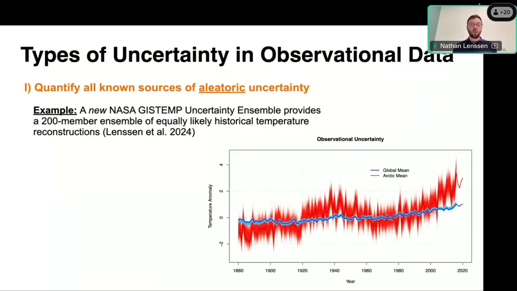Here's a really simple example of looking at the global annual mean temperature, as well as the Arctic annual mean temperature, across these 200 members. You can see that there's, as expected, much more uncertainty up in the Arctic.